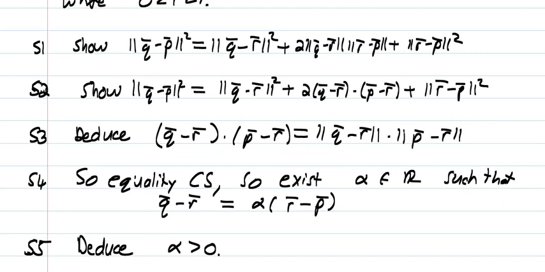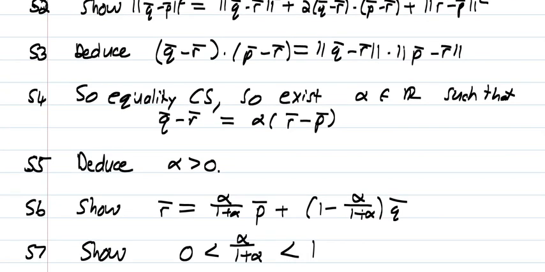And now if you look at step 3 closely, you will notice that you actually have equality in the Cauchy-Schwarz inequality. All right? And we know when equality occurs, you've done the exercises in the textbook, that means there exists an alpha, a real number alpha, with the property that Q minus R is equal to alpha times R minus P. All right? Because you have equality in the Cauchy-Schwarz inequality. That's step 4. And in step 5, you need to deduce that alpha is positive.